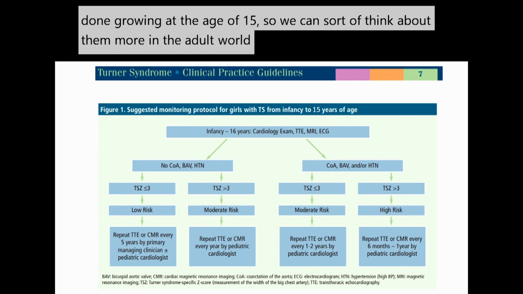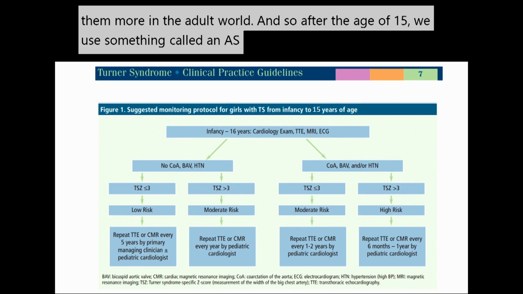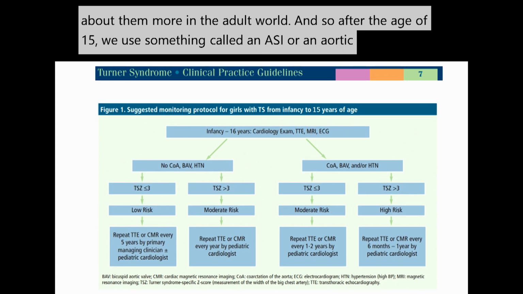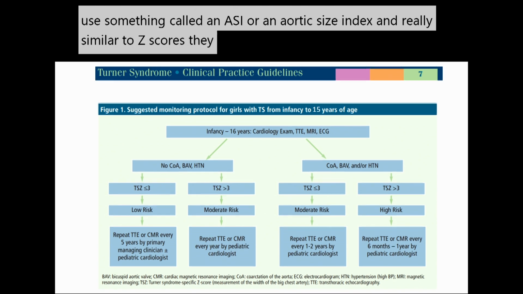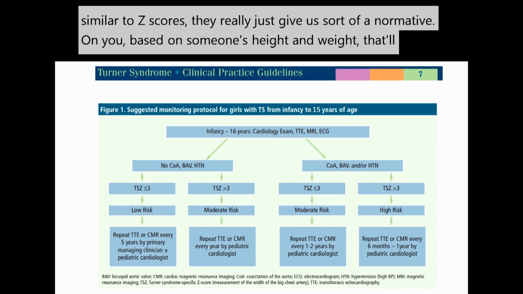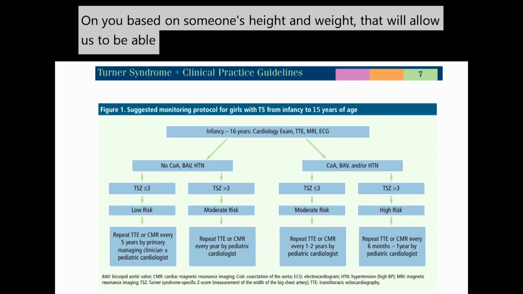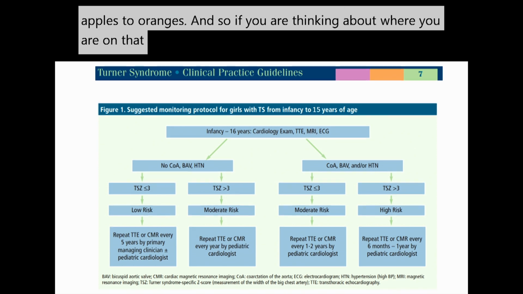And so after the age of 15, we use something called an ASI, or an aortic size index. And really similar to z-scores, they just give us a normative value based on someone's height and weight that allow us to compare apples to apples instead of apples to oranges. And so if you are thinking about where you are on that spectrum, that can be a really helpful thing.